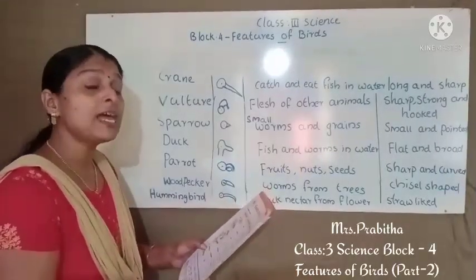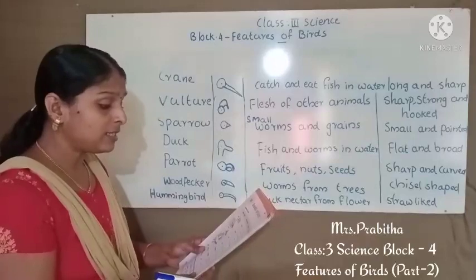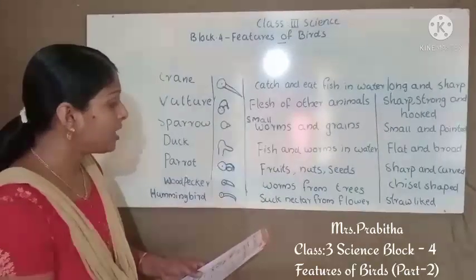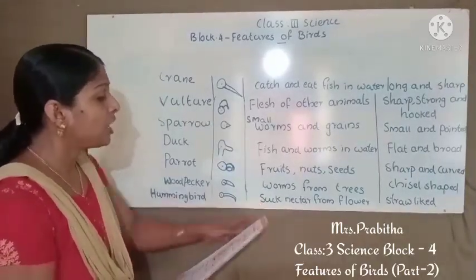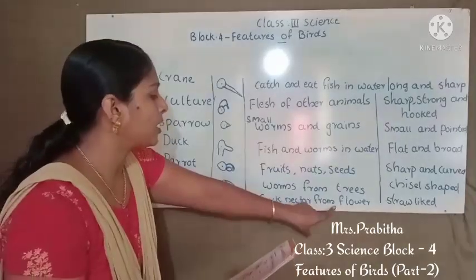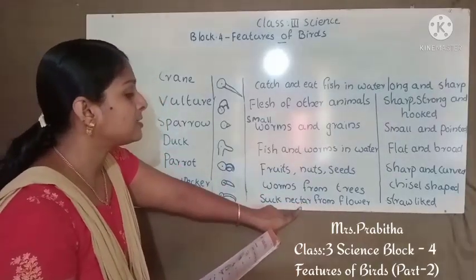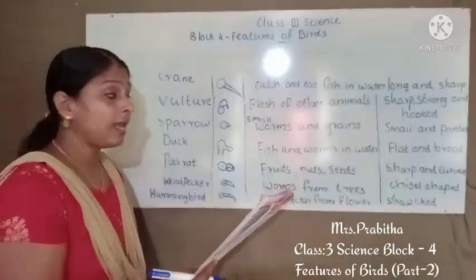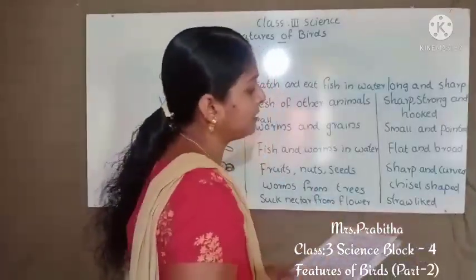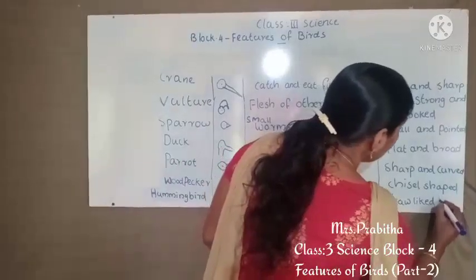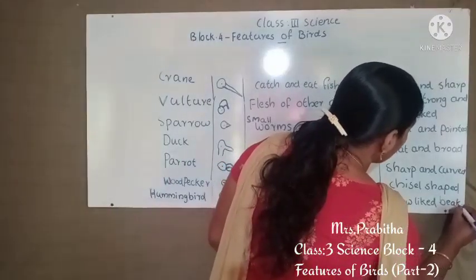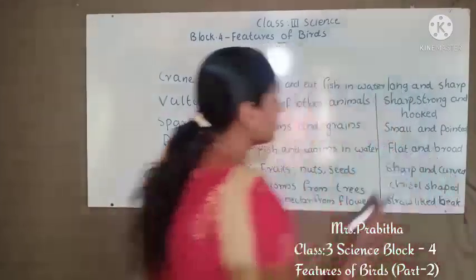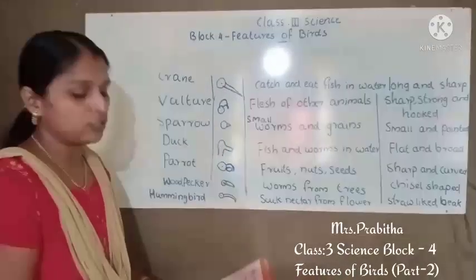Next picture, it is hummingbird. Then what does this hummingbird eat, children? Yes, hummingbirds eat nectar from flowers. How does it look? It looks like a straw-like beak. Okay, straw-like beak it is. So you can write the straw-like beak.